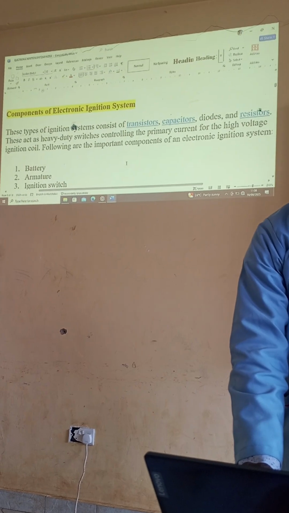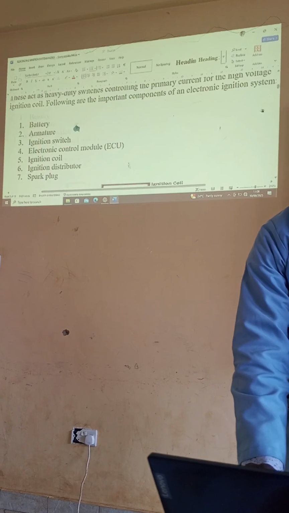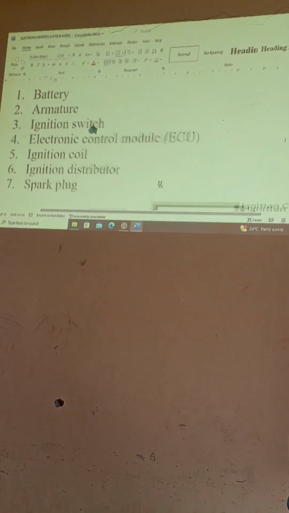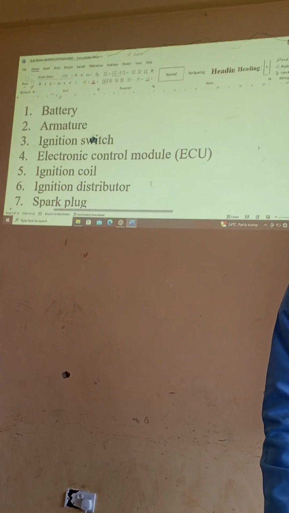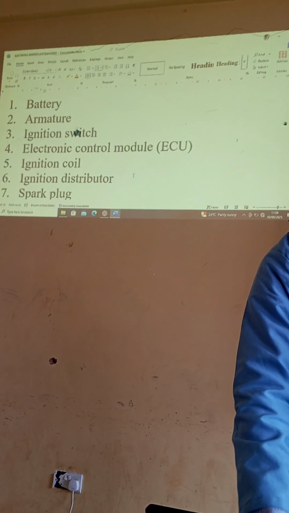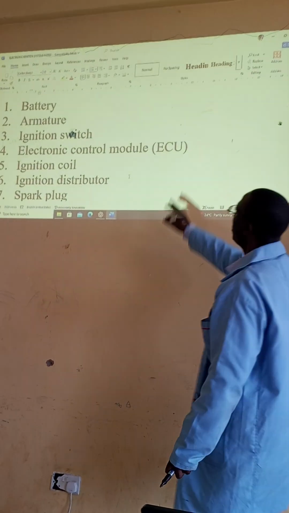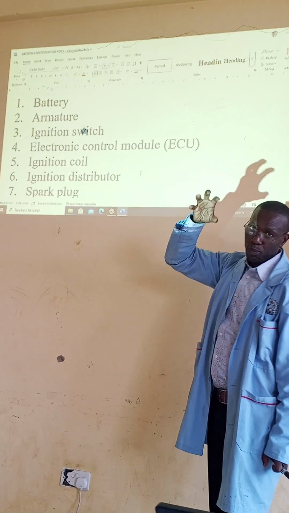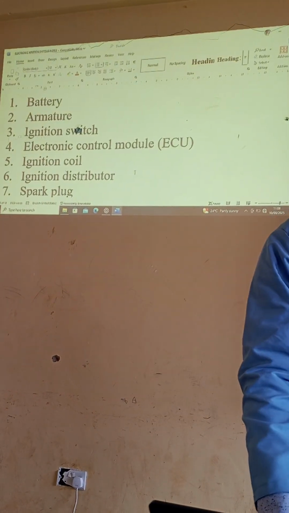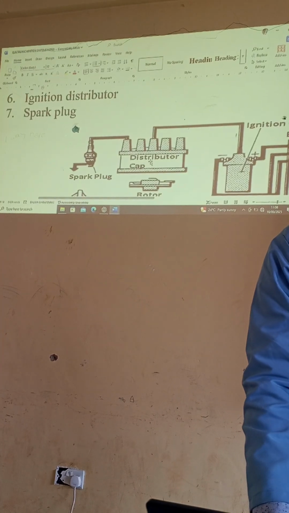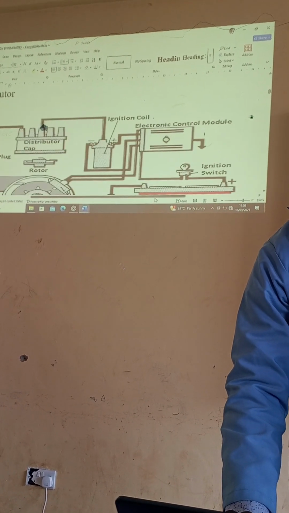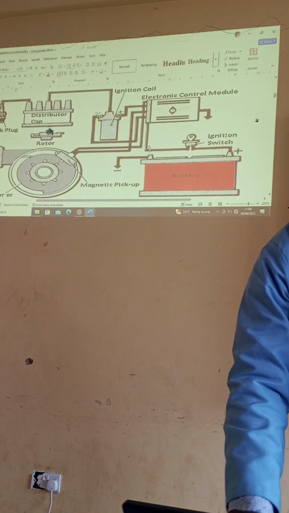So the components of the electronic ignition system are as follows: the battery, the armature, the ignition switch, the electronic control unit. At least we can see there is a difference. So you must put it there when you are drawing, to show the difference. The ignition coil, the ignition distributor, the spark plugs, and the rest. And from that drawing you can see here one of the electronic ignition systems shown.